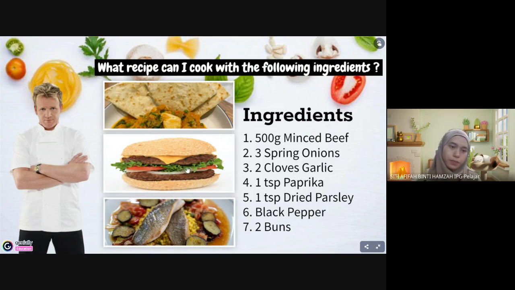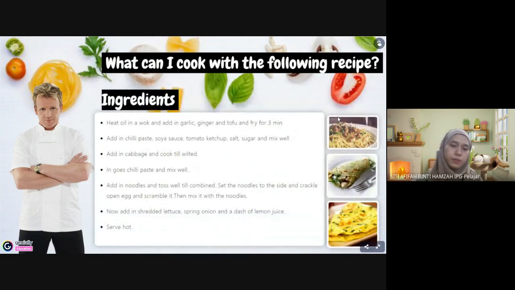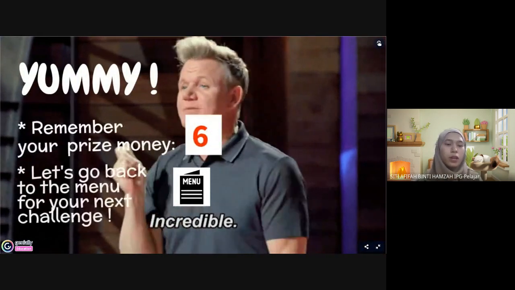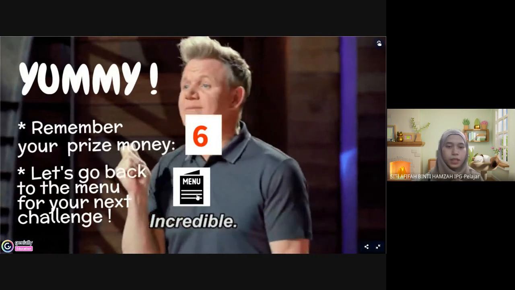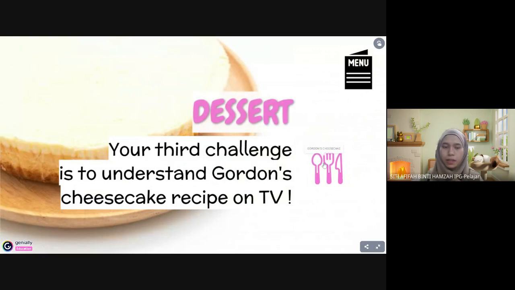Therefore they need to read. This one, they need to read the recipe and then guess the answer. At the end of this level, they will get their prize money, and they need to remember. Get back to the menu and then complete listening skill, which is dessert, the instruction.